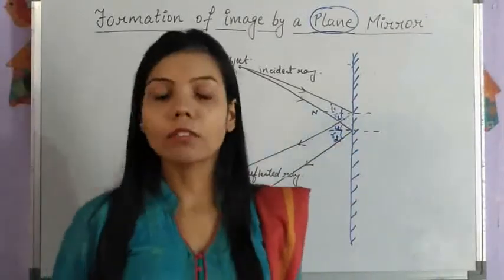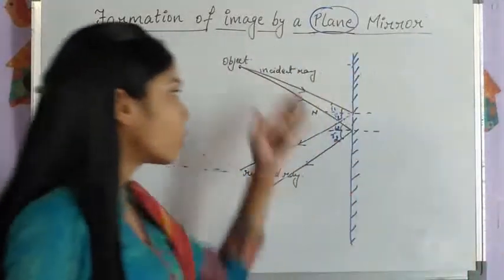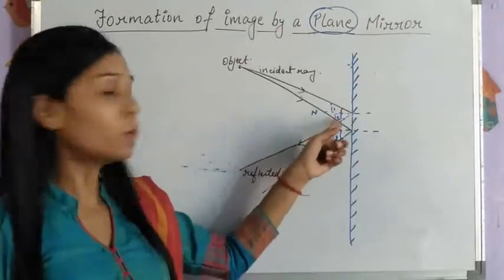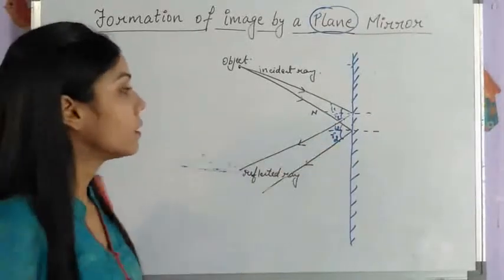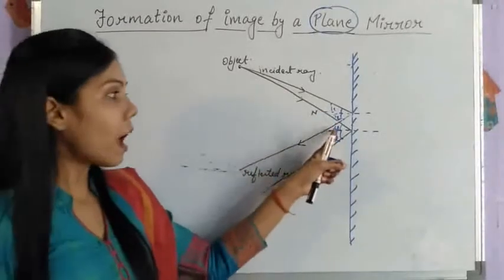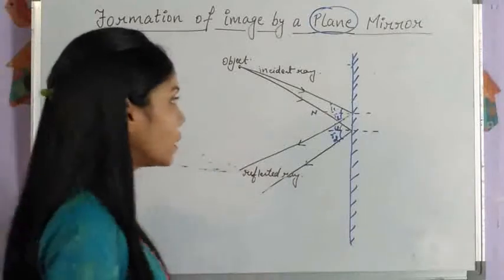We know from the second law of reflection that the angle of incidence is equal to the angle of reflection. Is it quite clear? It is quite clear from here that I1 is equal to R1 and I2 is equal to R2. It obeys the second law of reflection.